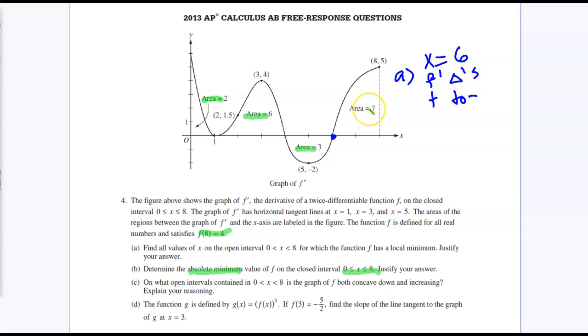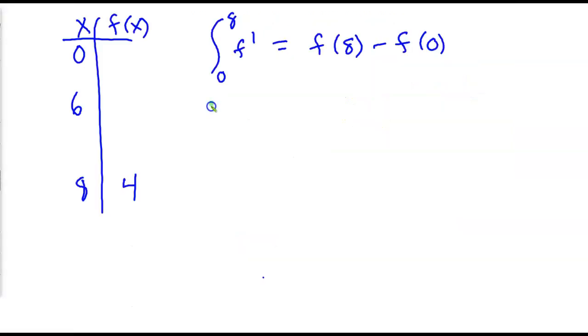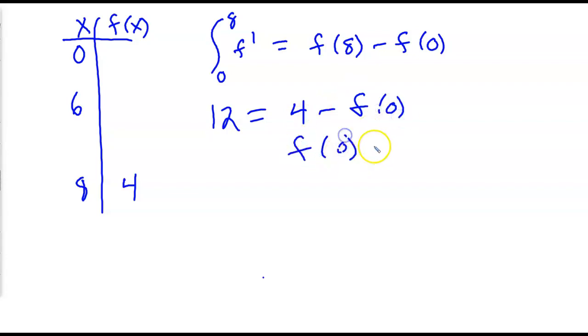And 5 plus 7 is going to equal 12. So the area under my graph, so this part of my equation, is going to be 12 is equal to f of 8, which is 4, minus f of 0. And if you isolate for f of 0, you get f of 0 being negative 8.